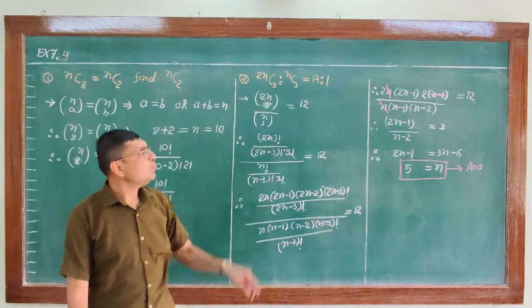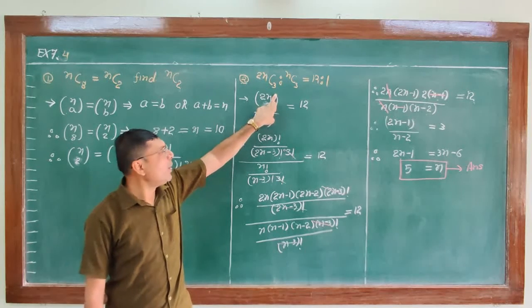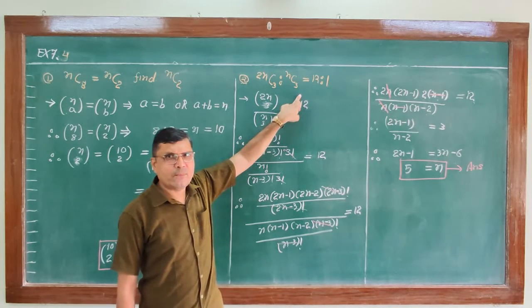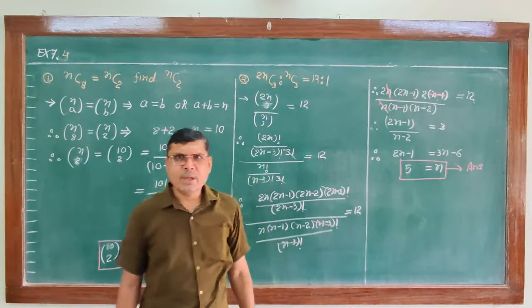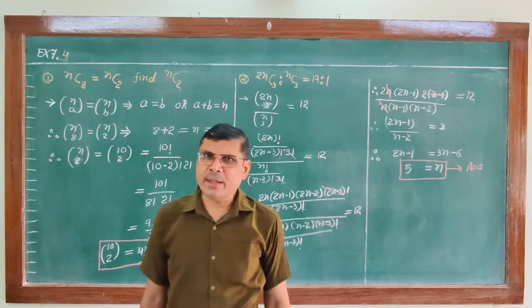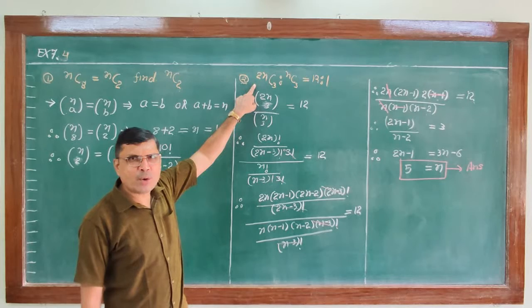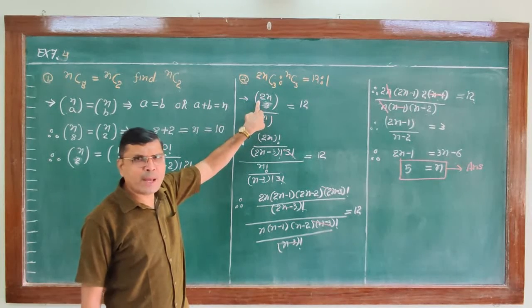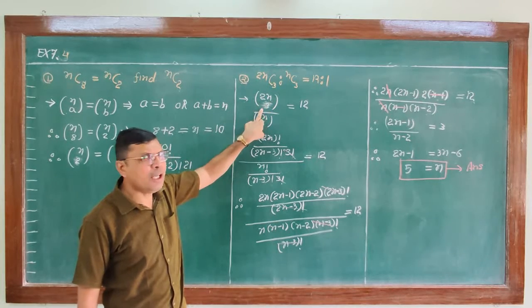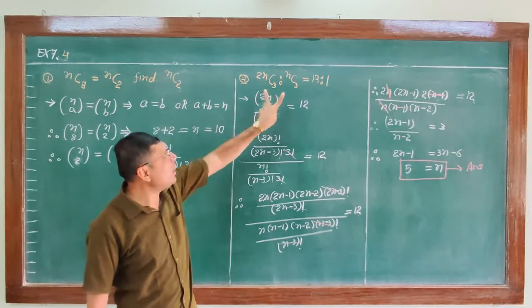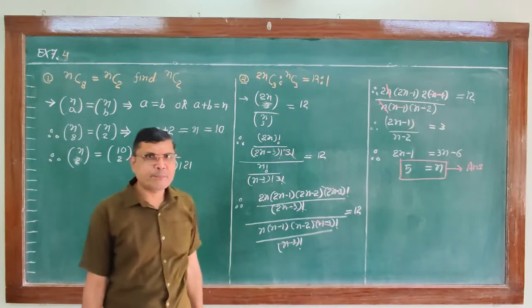Question number 2. 2nC3 to nC3, the ratio is equal to 12 to 1. Then find the value of n. So let us simplify. You are familiar with the formula. First of all I am writing in a direct form: 2nC3 upon nC3, the ratio is equal to 12 upon 1, which is 12.